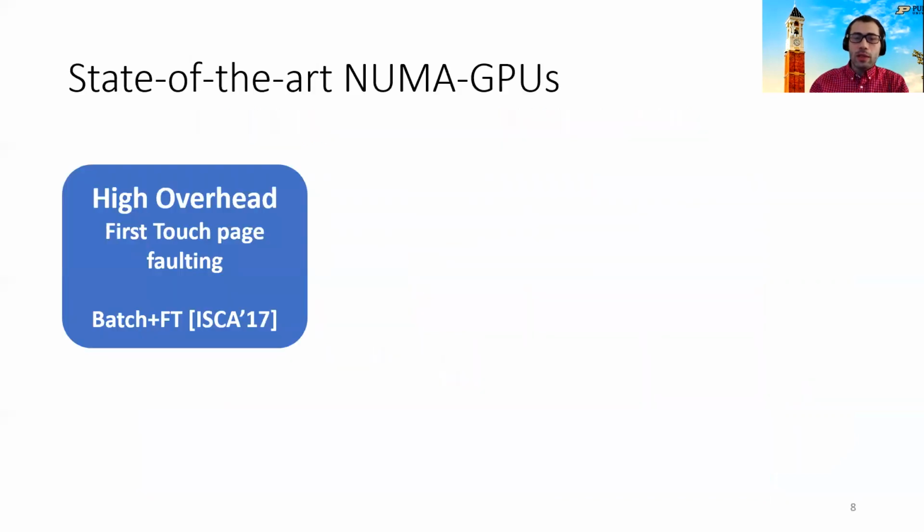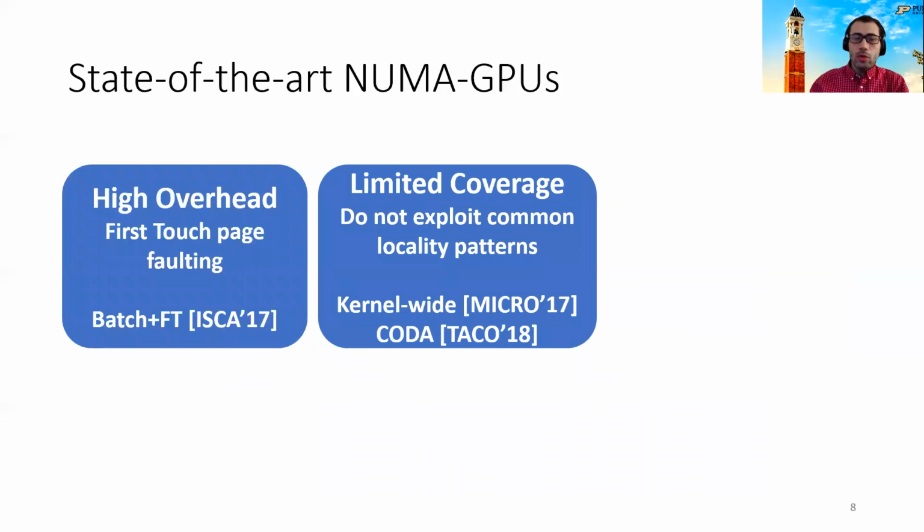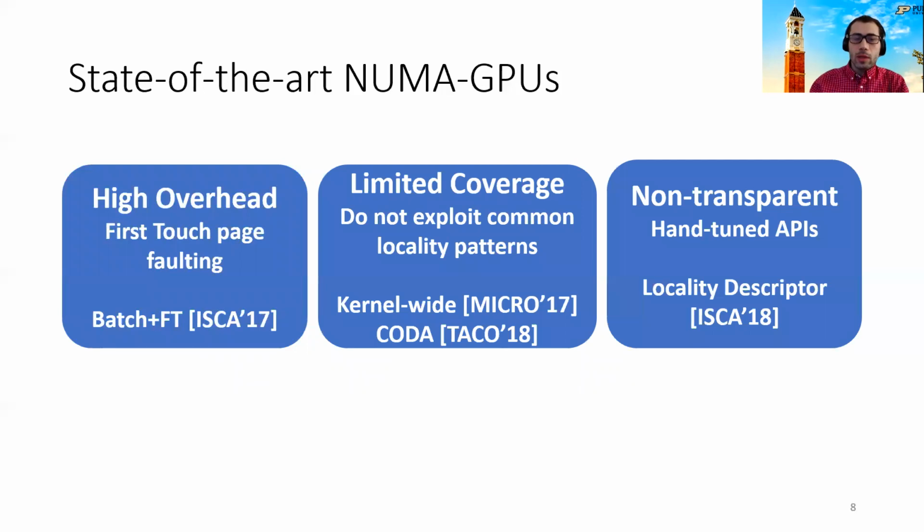We qualitatively study state-of-the-art NUMA GPU techniques, highlighting their deficiencies. The previous techniques either rely on a first touch page placement policy that can introduce a substantial performance penalty. Also, they may have limited coverage and do not exploit many common locality patterns found in GPU workloads. They work well for some locality patterns, but not for others. Third, they are not transparent and propose new APIs to the programmer.